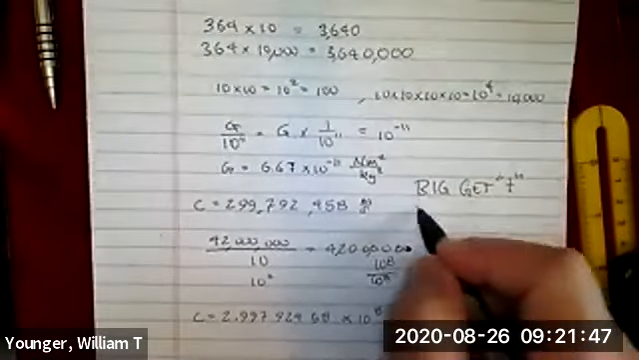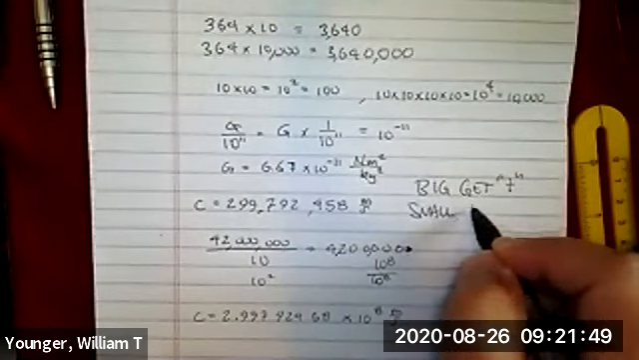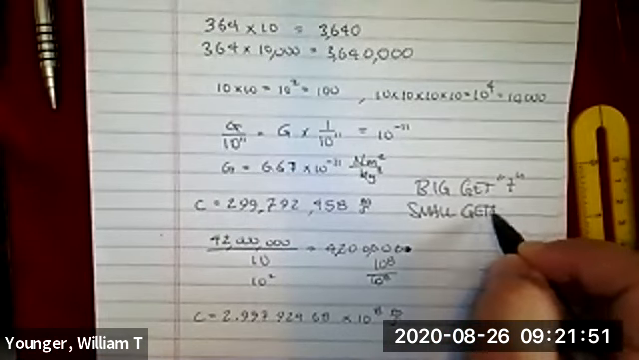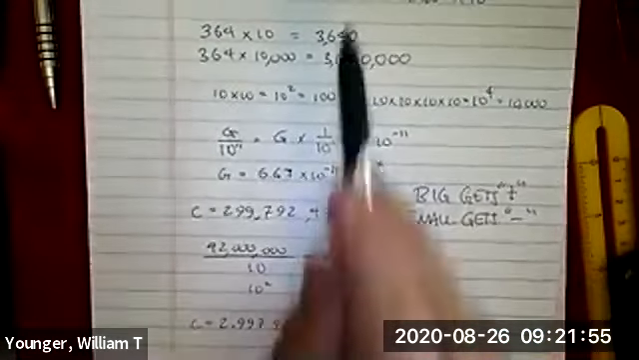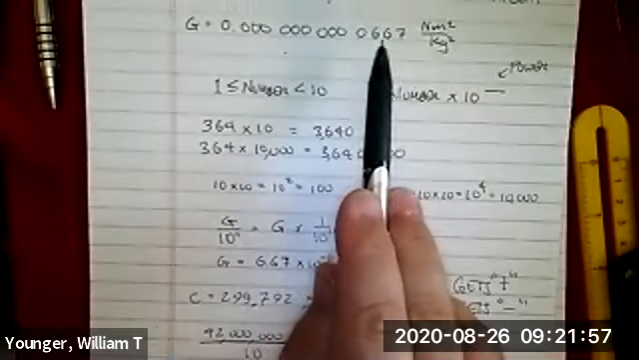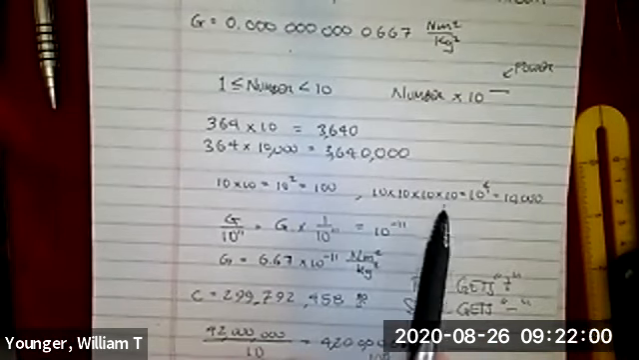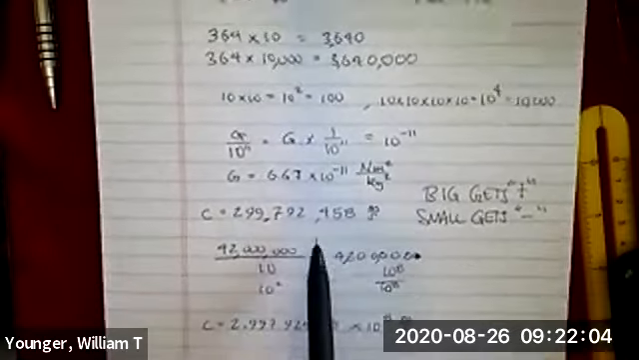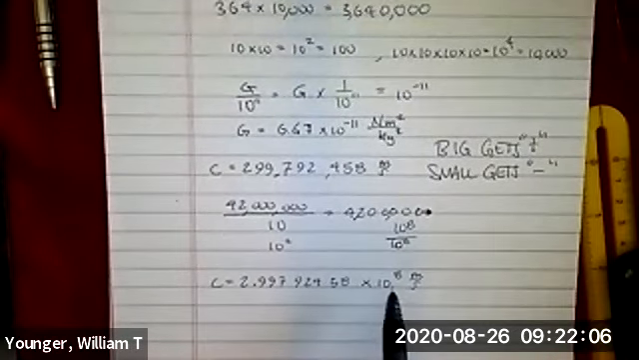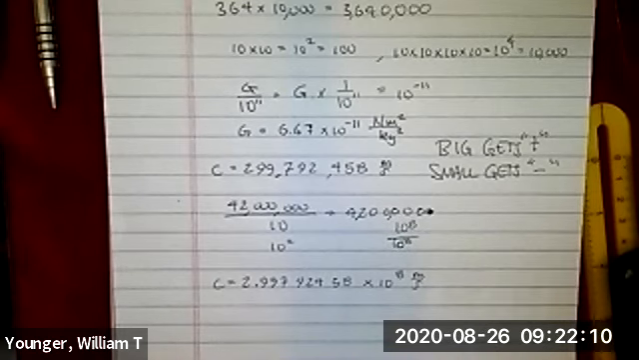And a small number gets a negative exponent. So this number was very, very small, so it got basically 10 to the negative 11th. And this number was very big, so it got an exponent of 10 to the 8th, which is a positive. Okay, so that's the rule of thumb.